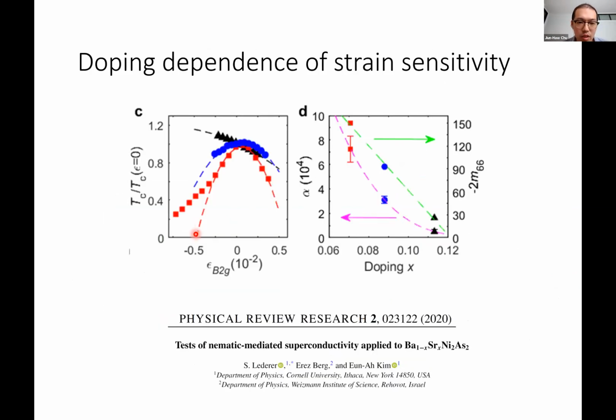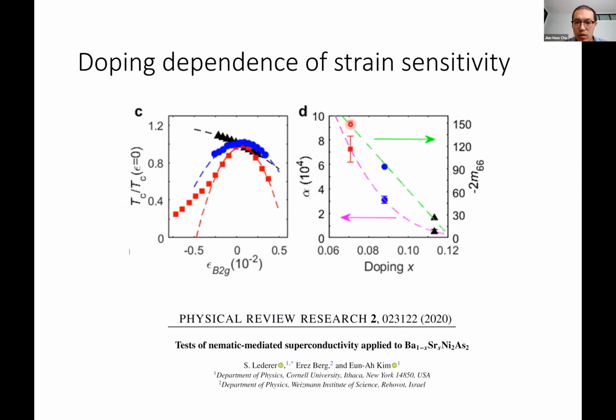So together with all this doping dependence, we fit the quadratic coefficients for the low strain data, and use that as a way to quantify the strain sensitivity, which is this alpha term here, these 3 data points.